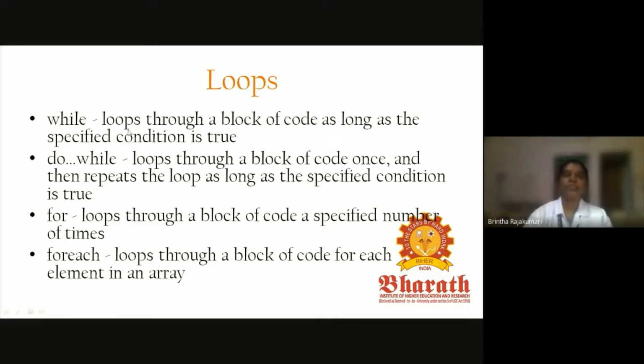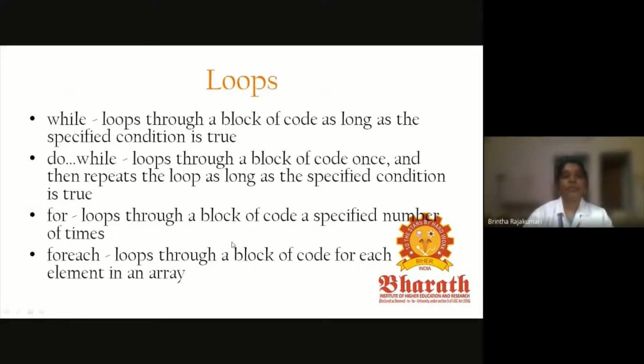So while loops through a block of code as long as the specified condition is true. What is the main difference between while and do while? The while loop first checks the condition. If the condition is true, then it executes a block of code. Do while first executes the steps once, and afterwards it checks the condition. If the condition is true, then it repeatedly executes the code.